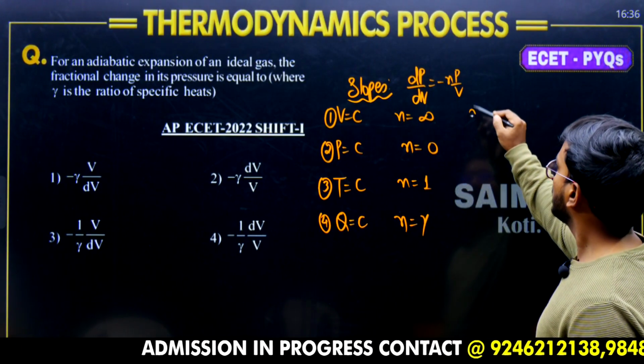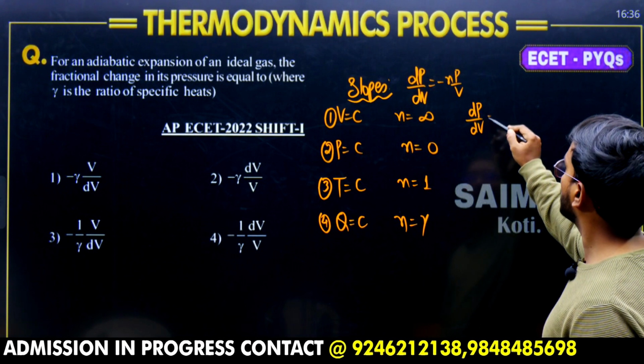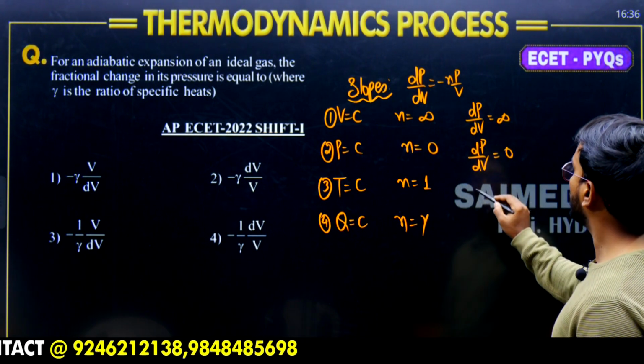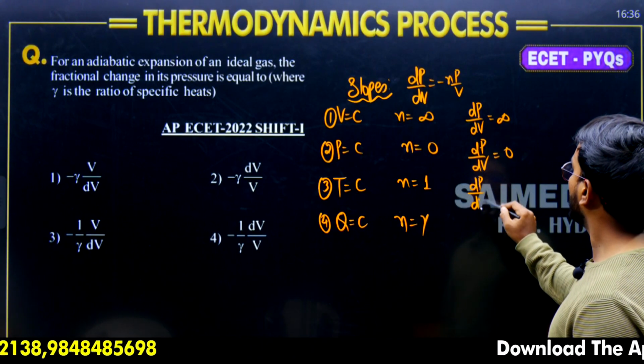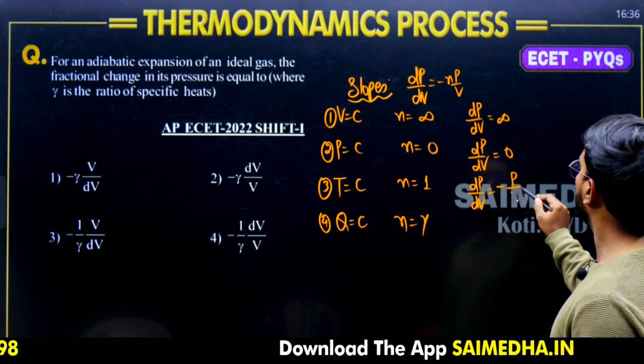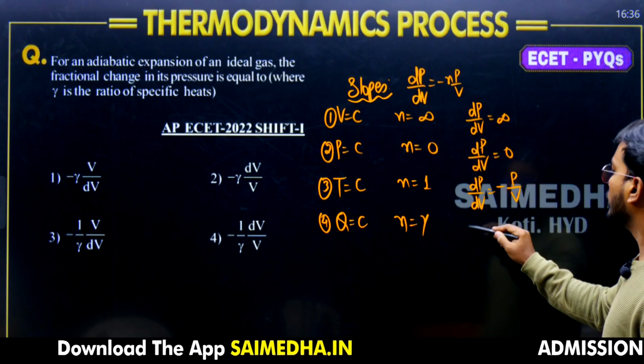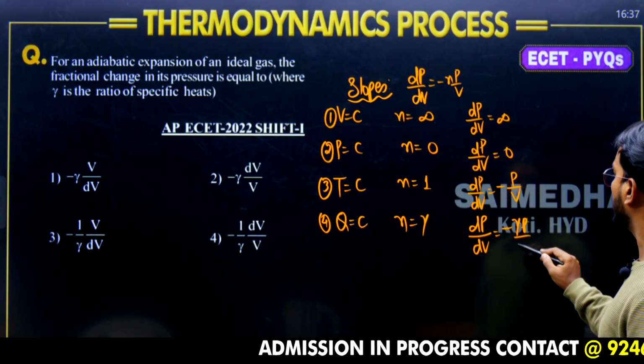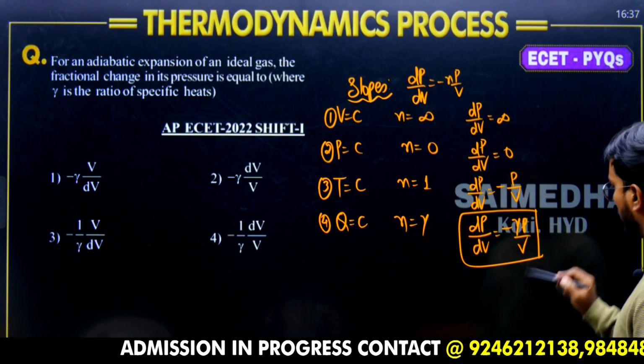Now substitute here. So dP by dV for a constant volume process is equal to infinity. dP by dV for a constant pressure process is equal to 0. dP by dV for constant temperature is minus P by V because the n value is 1. For adiabatic, dP by dV is equal to minus gamma P by V. This is what we require, minus gamma P by V.